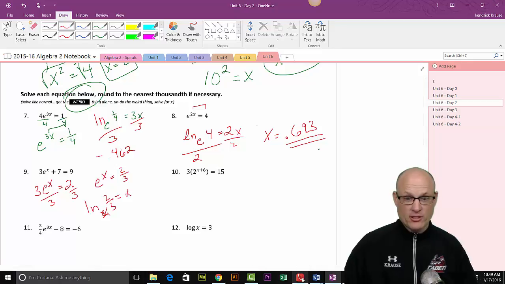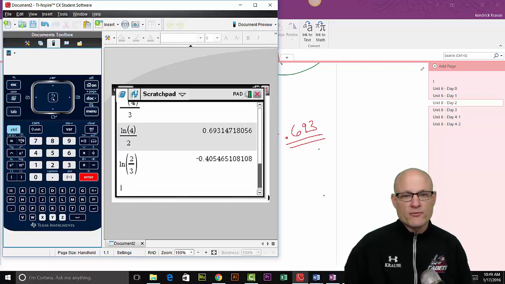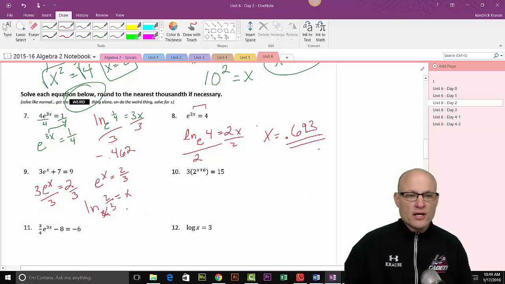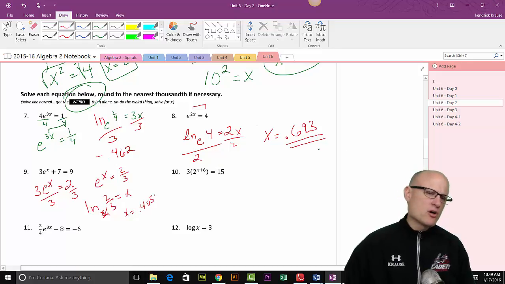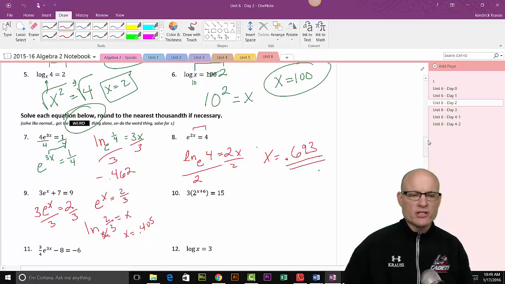So I just do natural log of 2 divided by 3, and you get 0.4054. X equals 0.405. By the way, when you're dealing with logarithms, you actually have to check your answer. And I wish I knew which ones of these didn't work. You should check your answers when you're dealing with logarithms.